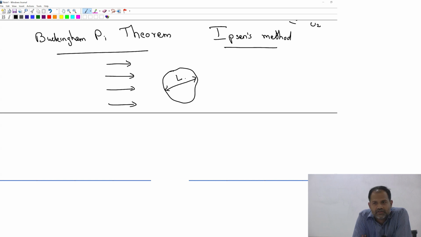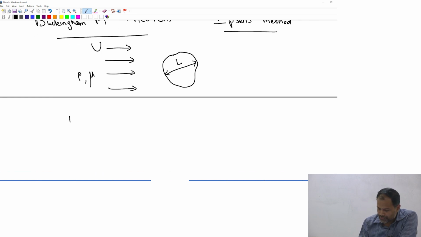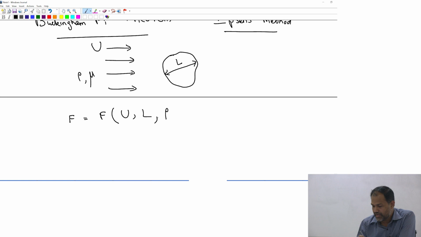We even hypothesized a form for that, right? Let's say that the fluid is coming with a velocity u and has a density rho and viscosity mu. Then we said the force will be a function of the velocity with which the fluid is coming, the size of the object, the density of the fluid, the viscosity of the fluid, and so on, right?